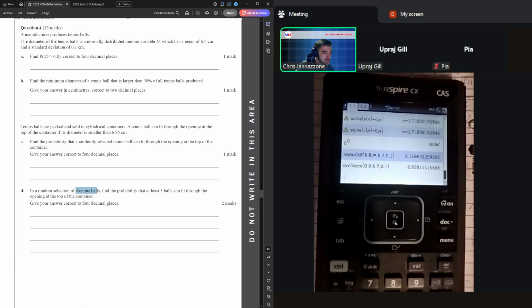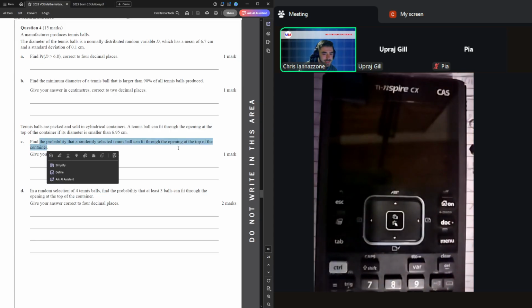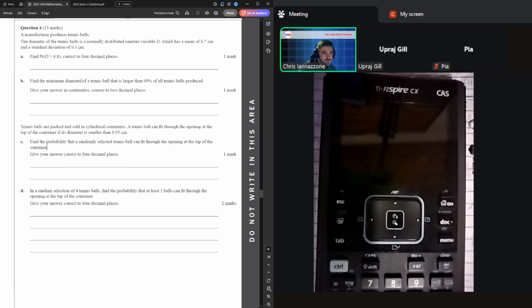Like if you're told, find the probability of 4 tennis balls trying to fit through the container, that's when it starts being binomial. When you're working on an individual basis with no n value, I can't really give a general answer there. Typically, you're just deferring to whatever the previous probability was.